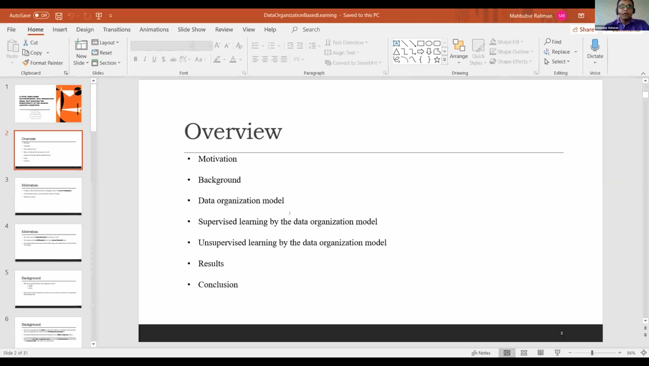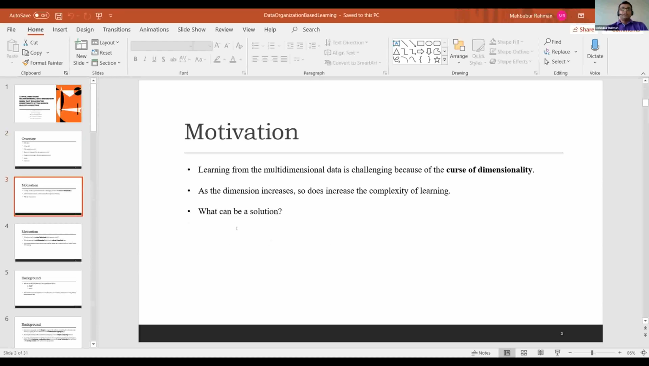This is the overview. First of all, I will explain the motivation behind this research. Then I will provide some background in this field, what is going on. Next, I will explain the data organization model. Then I will explain supervised learning by the data organization model, then unsupervised learning by this data organization model. Then results, and finally conclusion. So let's get started with the motivation first.